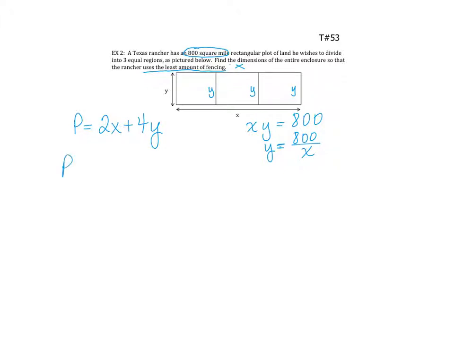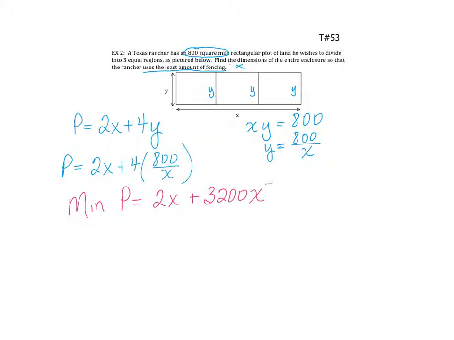So what do we got? We have P equals 2x plus 4 times 800 over x. And that actually is my equation, but again, I go one step further because this is what I'll be looking for in your paper when you're about to take the derivative. I'll just write that a little nicer. That's 3200 over x, so I'll just write 3200 x to the negative 1.